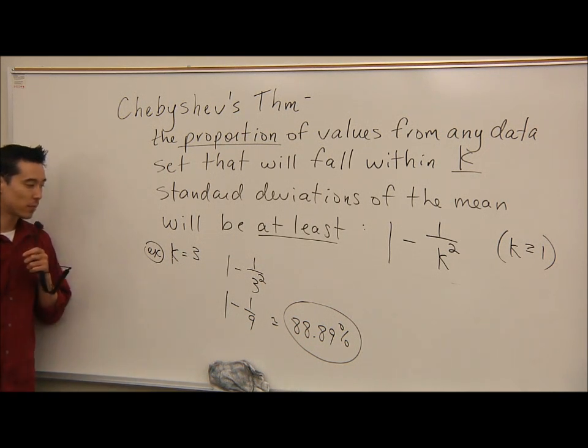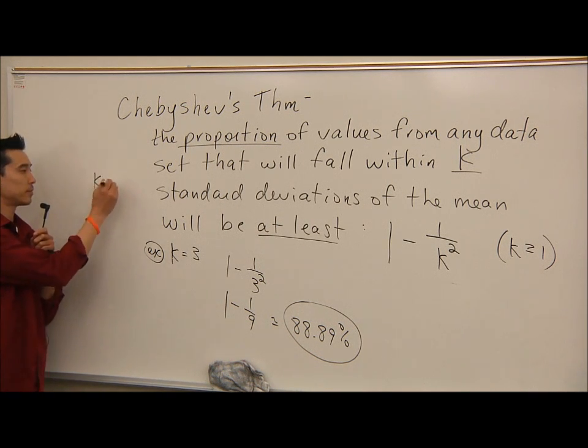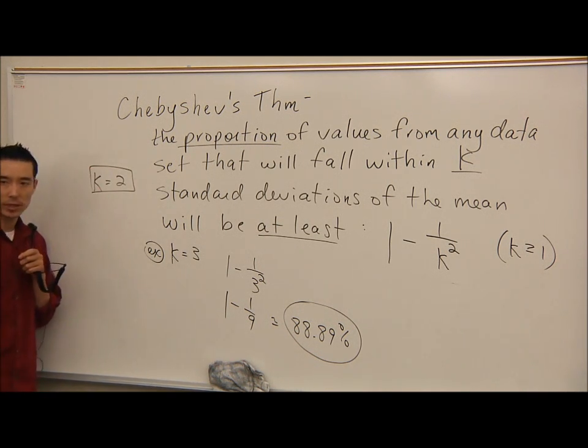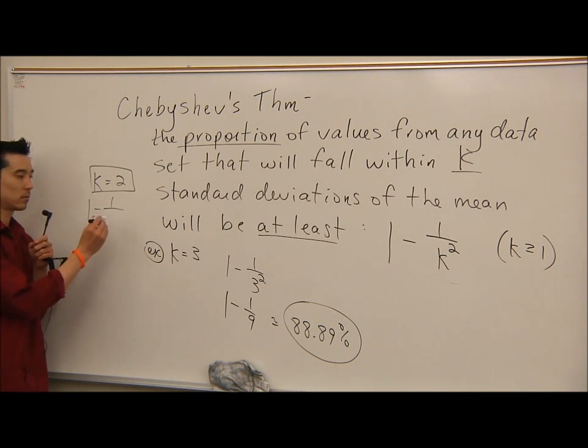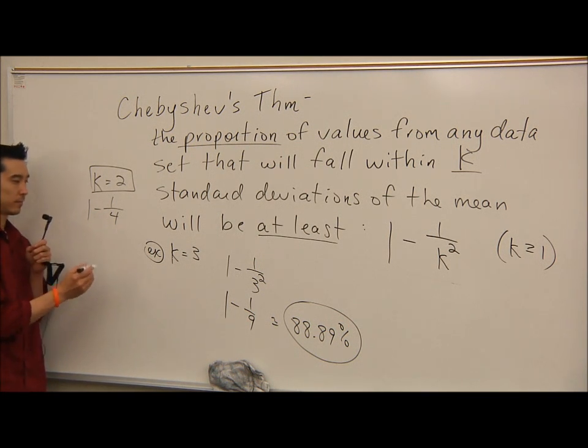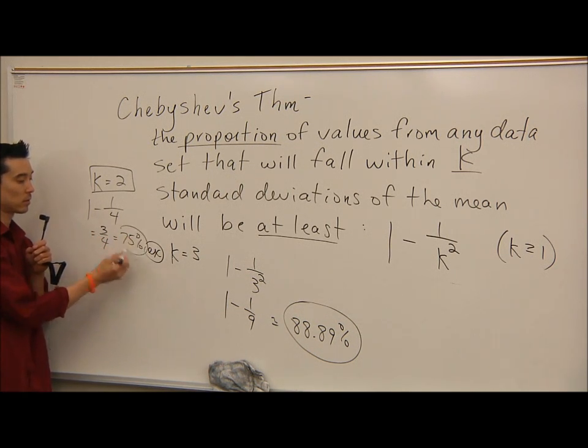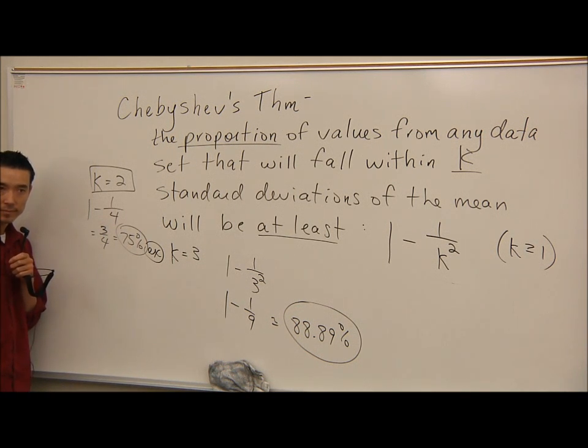All right, calculate the percentage for me for k equals 2. And tell me what you get. 1 minus 1 over 2 squared, which is 4. What is 1 minus 1/4? Yeah, it's 3/4, which is 75%. Okay? Within 2 standard deviations.